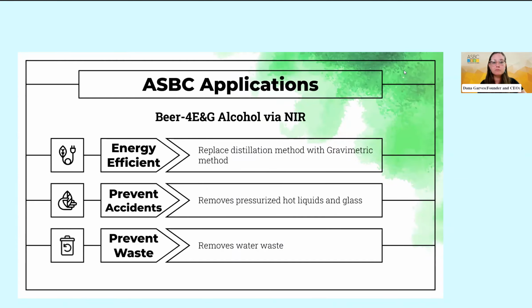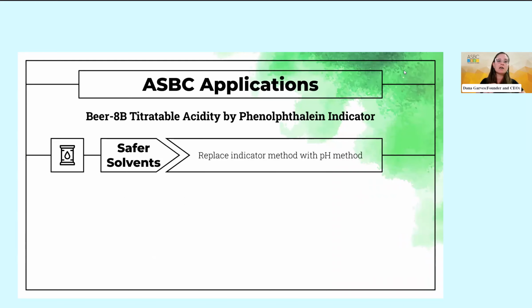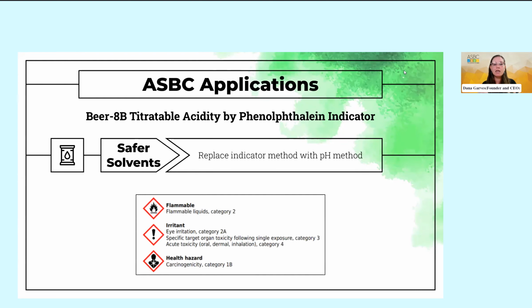Moving on to beer 8B, specifically titration for titratable acidity by phenolphthalein indicator. I think that this is a method that the ASBC might want to look at retiring, just because most breweries should have a pH meter already. And phenolphthalein is actually an incredibly flammable liquid and a carcinogen. So if we can remove that and get more accurate, better results, I highly recommend switching from using phenolphthalein as an indicator for TAs and moving into pH.